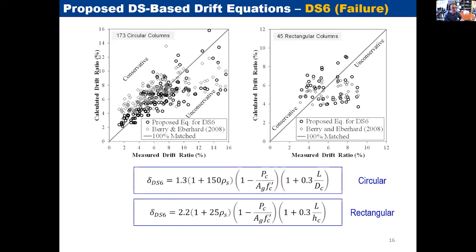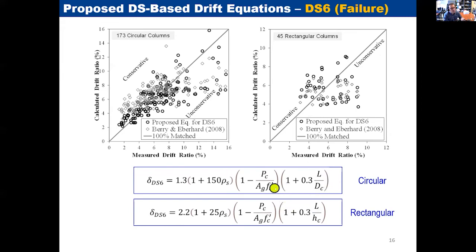So I said that we developed our own database of reinforced concrete bridge columns. What we did, we collected any test that you can find in the literature up to 2021. So we have our test database. We know the displacement at each damage state, so we can perform a statistical analysis and relate how much displacement you will see at damage state 6. It's not that easy. You need other parameters like confinement, axial load, and aspect ratio embedded in your equation.